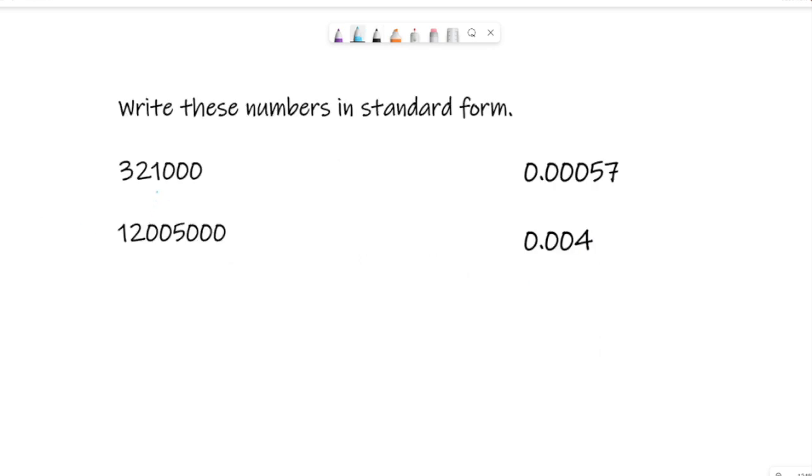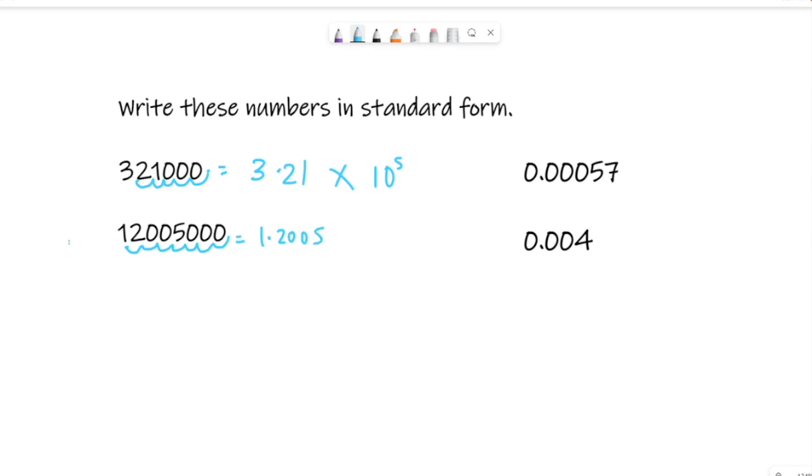Okay, so let's see, we have this number. There is no decimal. It means it's at the end. We will move it backwards. We'll convert our big number into a small number, 3, 4, 5. So it changed to 3.21 times 10 to the power, we moved it back 5 times, so it's 10 to the power 5. Same thing will happen with this one. 1, 2, 3, 4, 5, 6, 7.